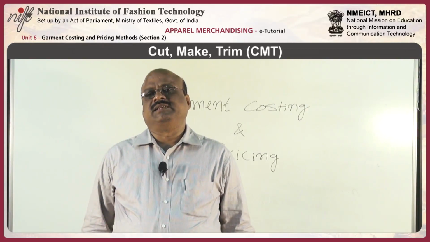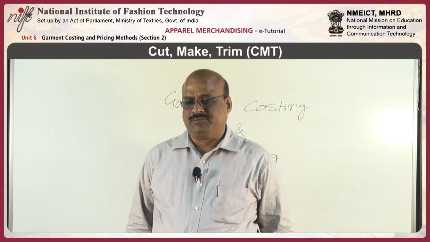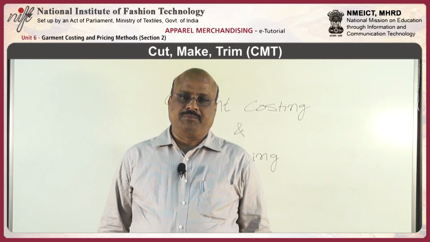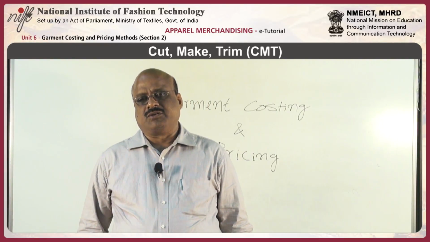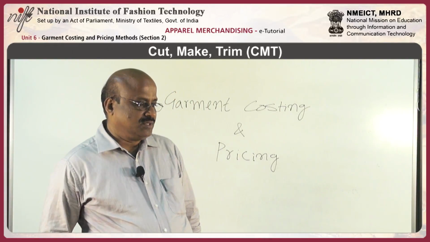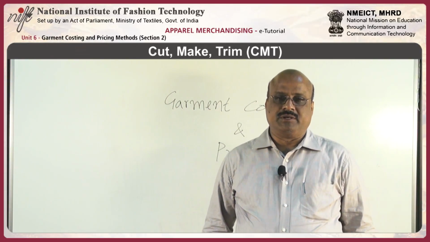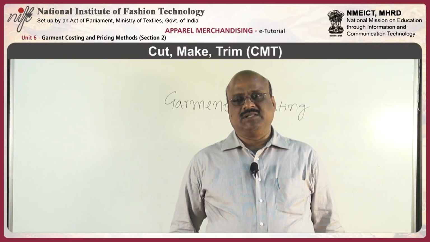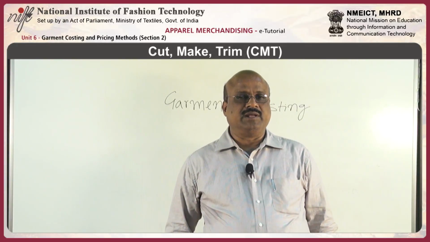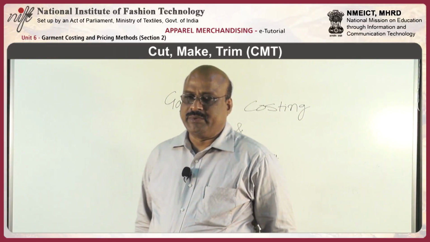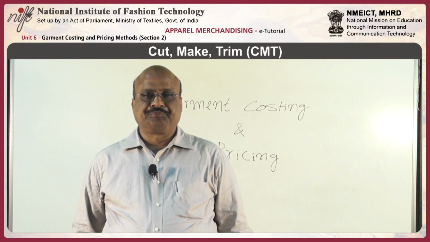The next thing is CMT. The next cost component for the garment costing is CMT. CMT is cut, make, trim. It is the conversion cost. Basically, conversion of raw materials, that is the fabrics and trims, into garment. So what is the labor cost involved in converting the raw materials into the final product? So cut, make, trim is CMT.